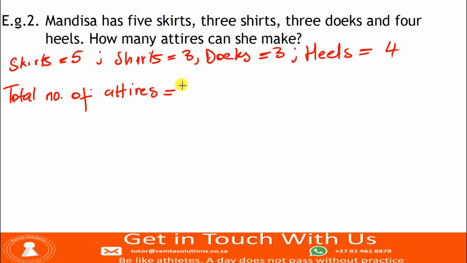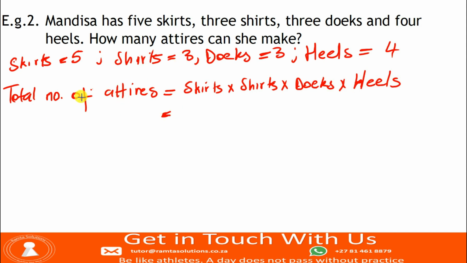So total number of attires will be skirts multiplied by shirts multiplied by jackets multiplied by heels. Can you see that? So in this event of attires, we have 4 events. All right. So how many skirts does she have? She has 5 skirts, sorry, not 3, 5 skirts.